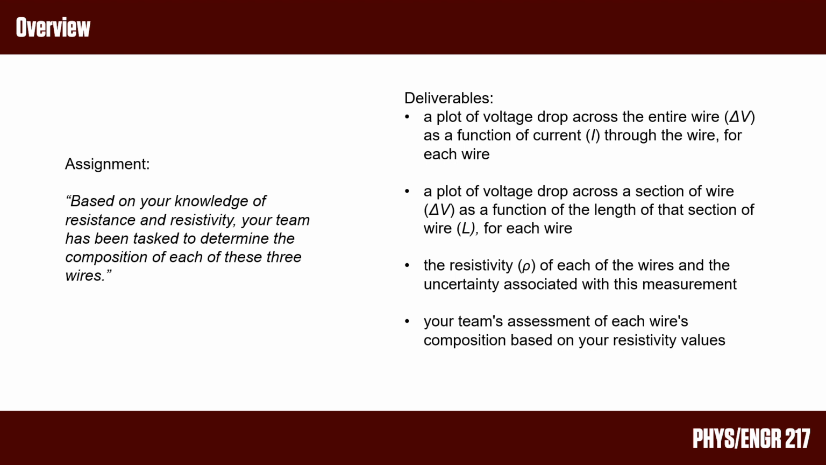One where we're looking at the voltage drop across the entire wire as a function of the current we're applying through that wire. And for our second set of data, we'll be looking at the voltage drop across a section of wire as a function of how long that section of wire is for some constant current. So those are the 2 main sets of data we'll be collecting for each of the 3 wires.